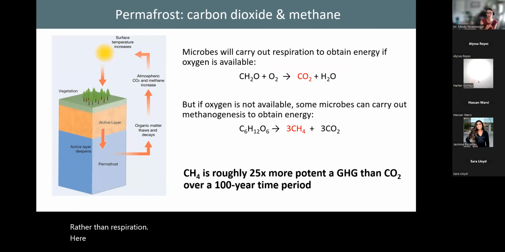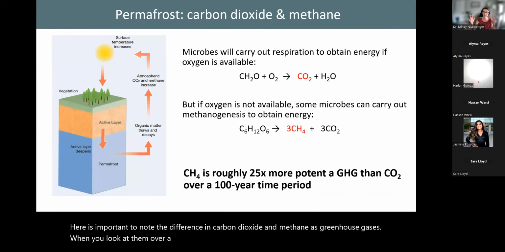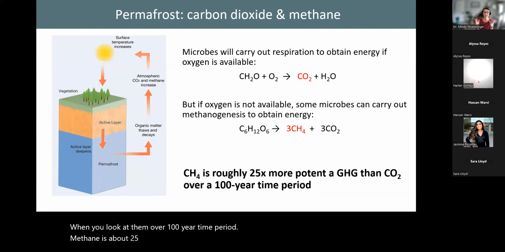Here it is important to note the difference in carbon dioxide and methane as greenhouse gases. When you look at them over a 100-year time period, methane is about 25 to 30 times more potent, more powerful as a greenhouse gas than a molecule of carbon dioxide. So when we emit a lot of methane, the impact is more immediate in terms of global warming, greenhouse gas effect.